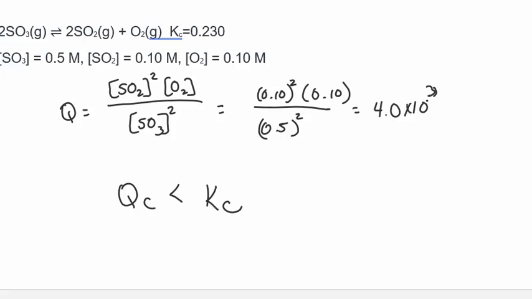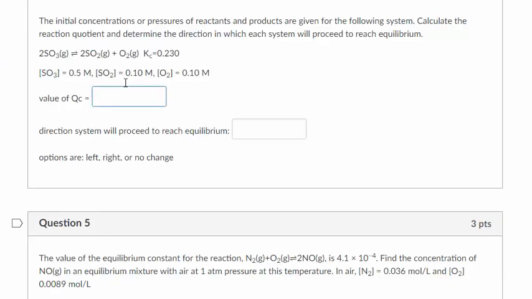That's right here. So because the QC is smaller, that means we need to make the QC larger, and we make the QC larger by increasing the concentration of our products. So we need to push to the right towards the production of more products so that our QC will come closer to our KC. So to enter this, the value of my QC, I'm going to enter 0.004, and then the direction the system will proceed. I'm told my options are left, right, or no change. This one's going to go right.